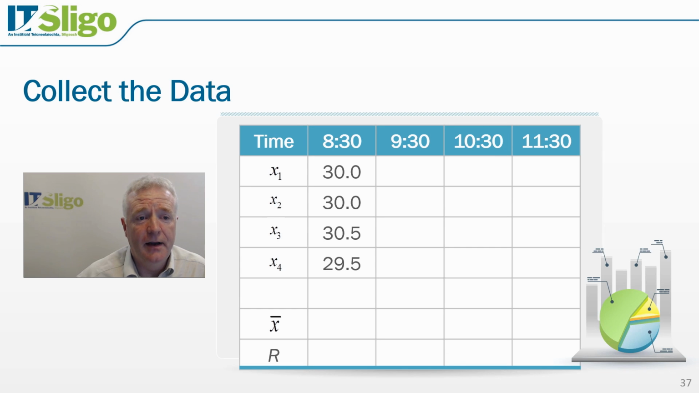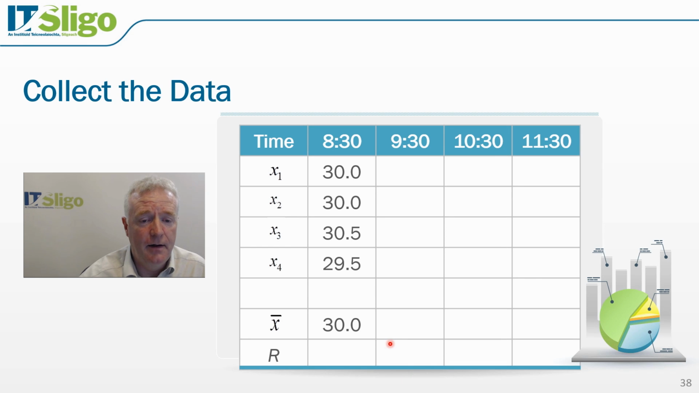The next step is to gather data on the process. Here we've identified a sample size of 4. So we will take 4 measurements at 8:30. We will take 4 measurements at 9:30, 10:30 and 11:30. So we will assess the mean of the process at 8:30 by means of the X-bar and the variability of the process at 8:30 by calculating the range.